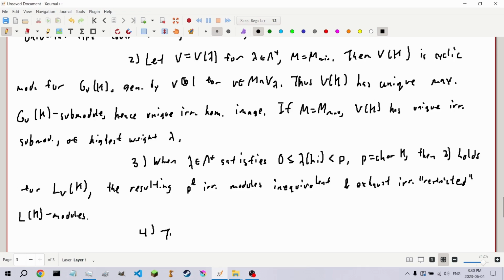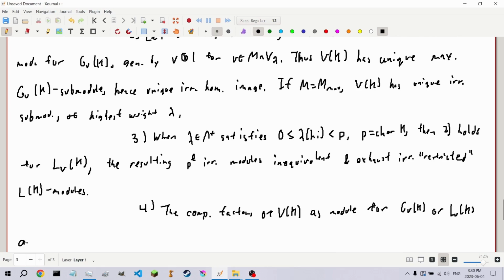And finally, the composition factors of Vk viewed as a module for either GVK or LVK are independent of the choice of admissible lattice.